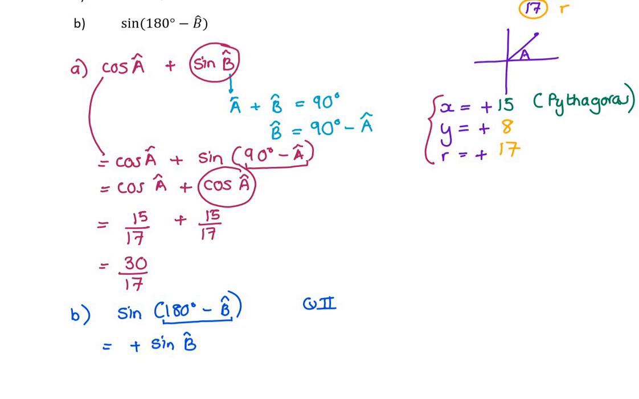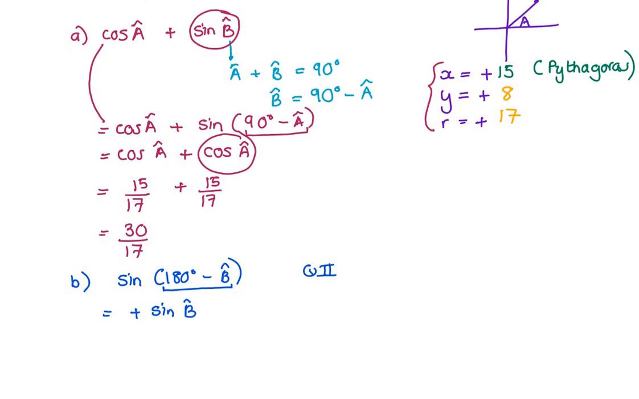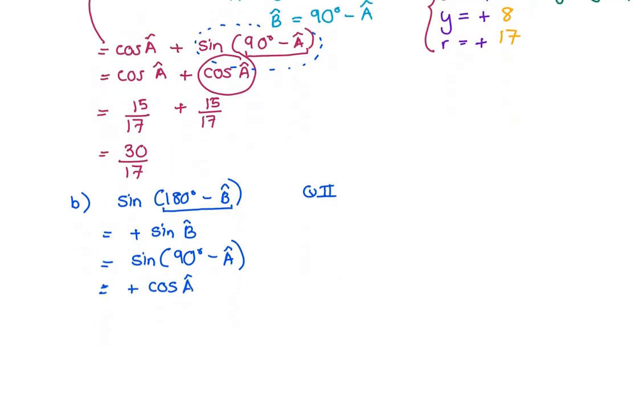Now, I don't know what angle B is, so this isn't particularly nice. However, I do know that I can rewrite angle B as 90 degrees minus angle A, exactly how I did it here. And I now know that because I'm working from 90 degrees minus A, it means quadrant 1, so this is positive, but my sine ratio is going to change to its co-ratio of cos. And so this again is 15 over 17. So really nice connection here with reduction.